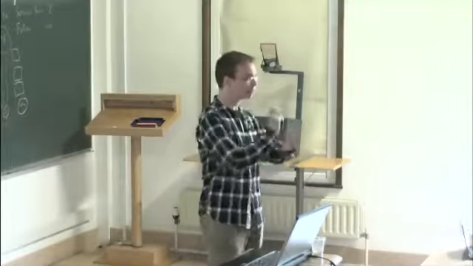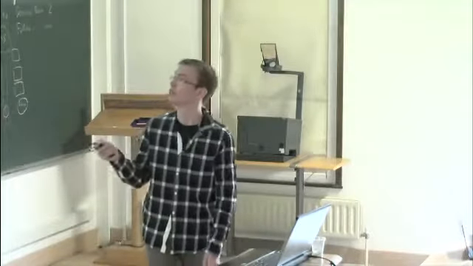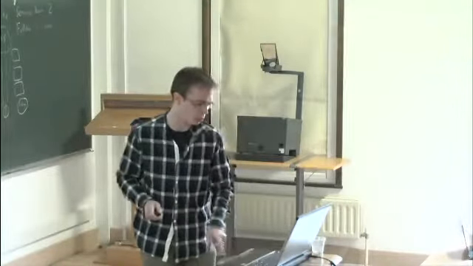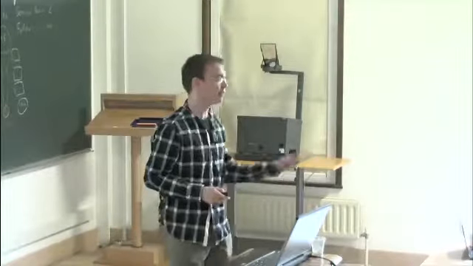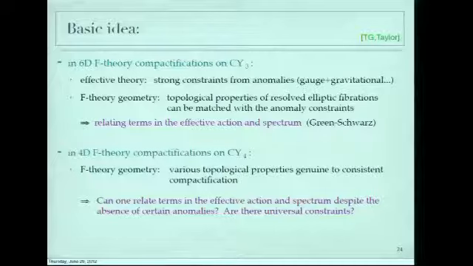Now I switch gears once again, and I say I have the effective theory. Which terms should I look at? So this will be about this work with Worty-Taylor. And here's the basic idea. In 6-dimensional F-theory compactifications on Calabi-Yau 3-folds, they are very neat, because in 6 dimensions you have a lot of anomalies which fix many data of your effective theory. We worked out the effective action, and you can go.